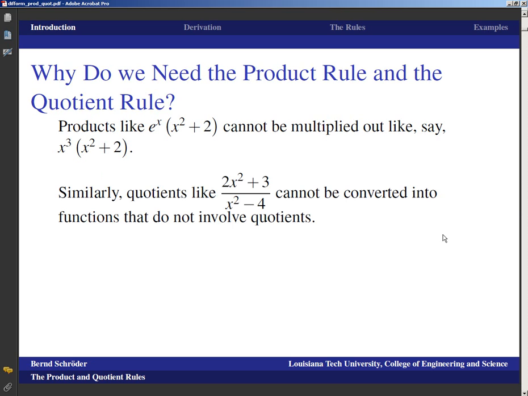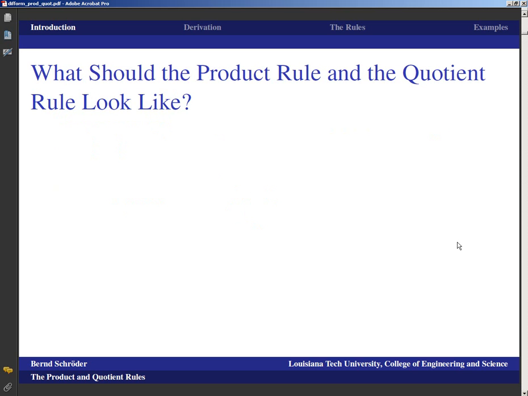Similarly, quotients like rational functions, so like 2x squared plus 3 over x squared minus 4, they cannot be converted into functions that don't involve quotients, and so we need to have rules that allow us to just differentiate abstract products and quotients of functions. What should they look like?